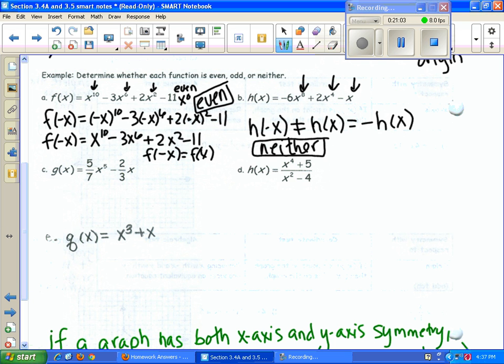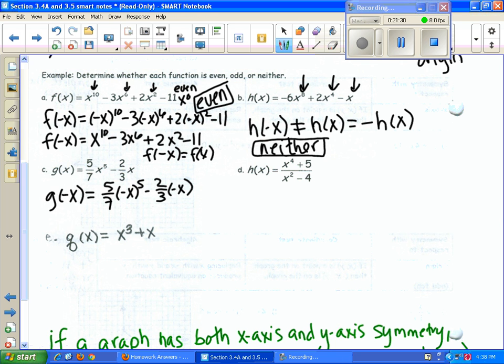And just because it's neither even nor odd does not mean it has x-axis symmetry. Don't make that mistake. For c, if I look at this equation, I can see that the power of x for the first term is odd, the second term is also odd, therefore I know it's going to be an odd function, but I still need to show g of negative x, plug it in, 5 over 7 negative x to the 5th power minus 2/3 negative x.